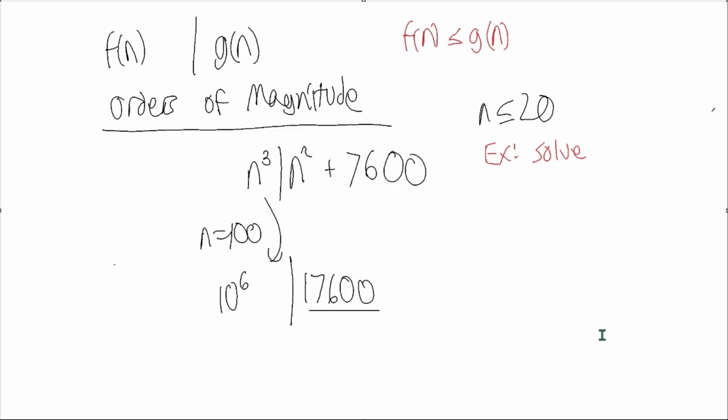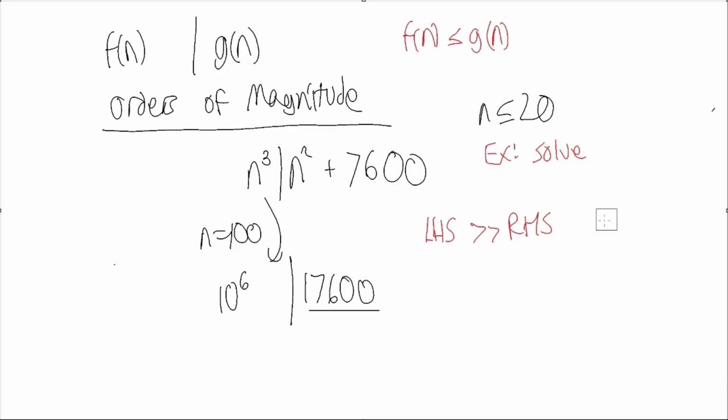And the point is that because n cubed grows way faster than n squared plus 7,600, we're just going to run into an issue and the divisibility will fail. And this gives rise to the following heuristic. If the left-hand side has a larger order of magnitude than the right-hand side, then we know we're going to hit an issue very soon. And we just have to figure out how that issue will happen.